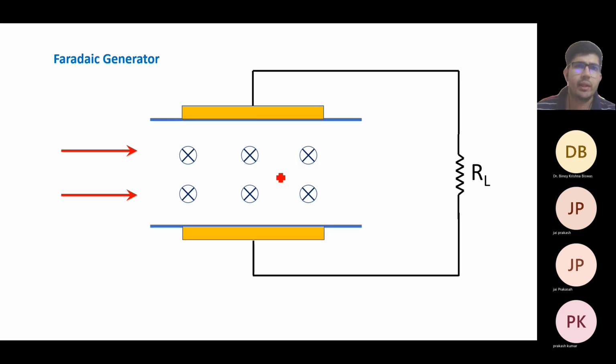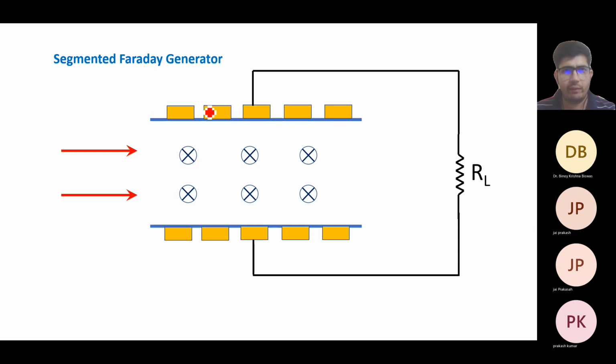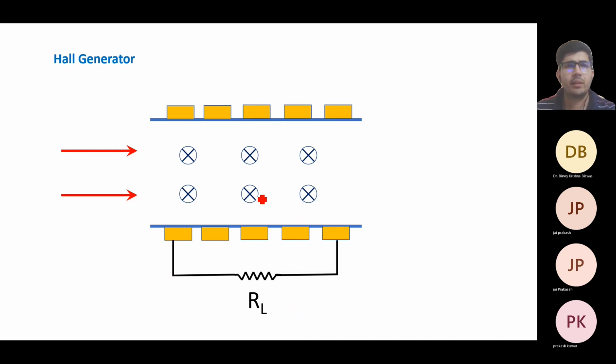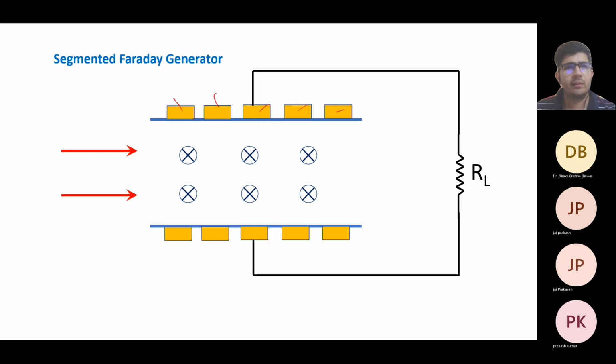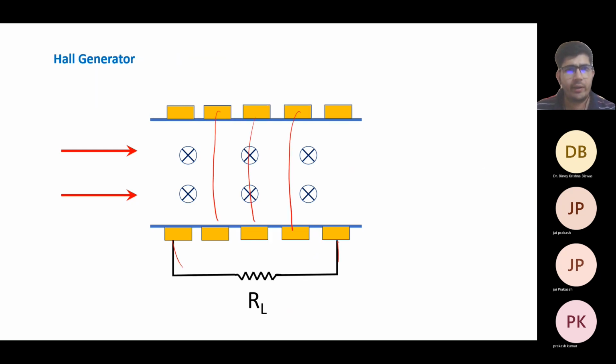So these are some systems, like in the periodic generator, we're having a single electrode connected with the load. In the segment Faraday generator, we are having segments of electrodes. And in the Hall generator, we are directly short circuiting these and connecting the first and end terminals directly. So these are different configurations: periodic, segment Faraday, and Hall generator.